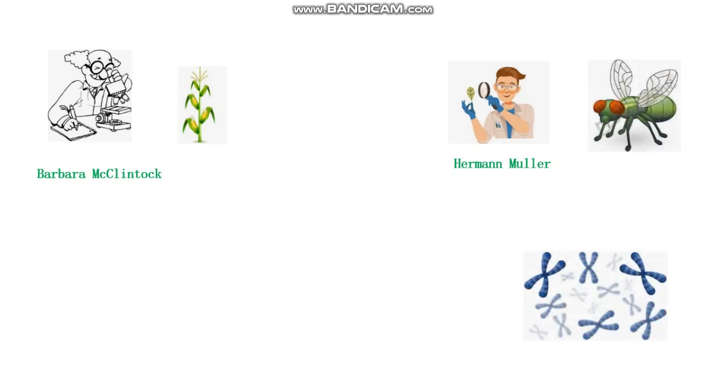In 1930, Barbara McClintock, working with maize, and Hermann Muller, working with fruit fly, both investigators proposed that chromosome ends have special structure required for chromosome stability. Later on, Muller coined the term telomere, and this term came from the Greek word. The telos means the end, and the meros means part.